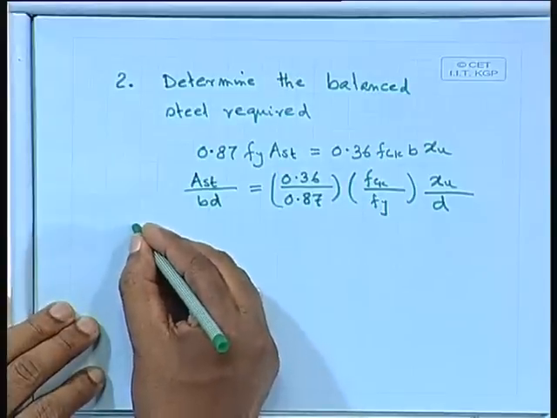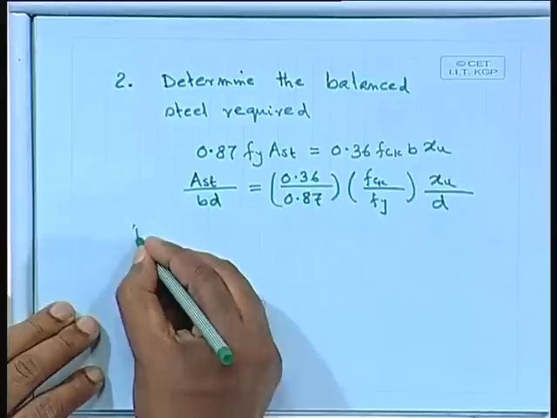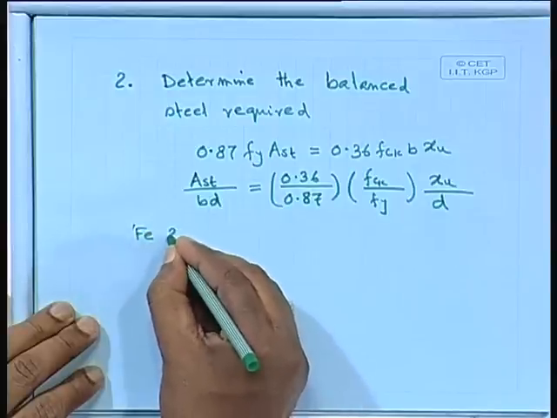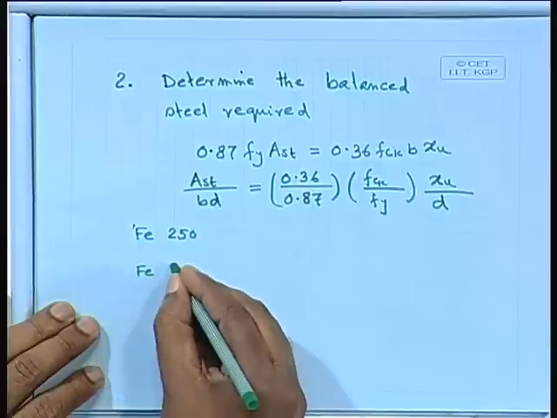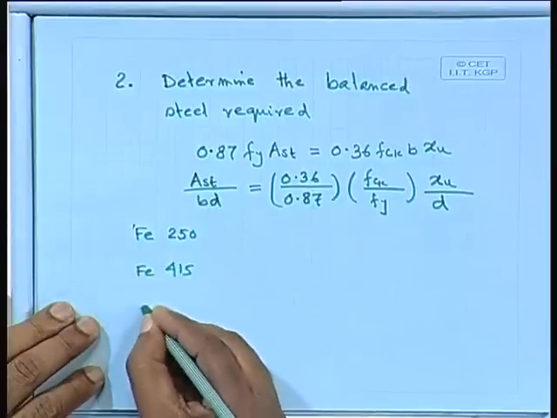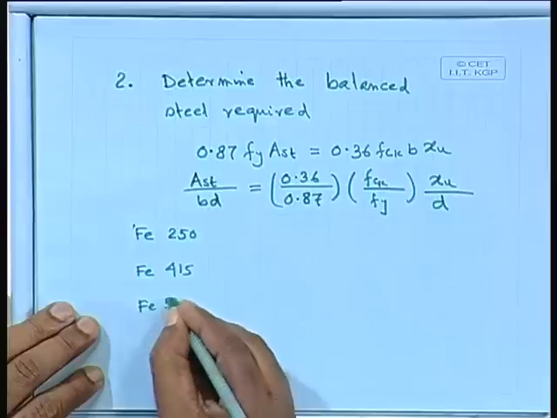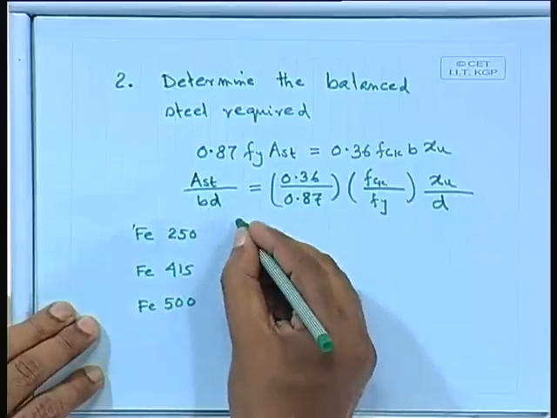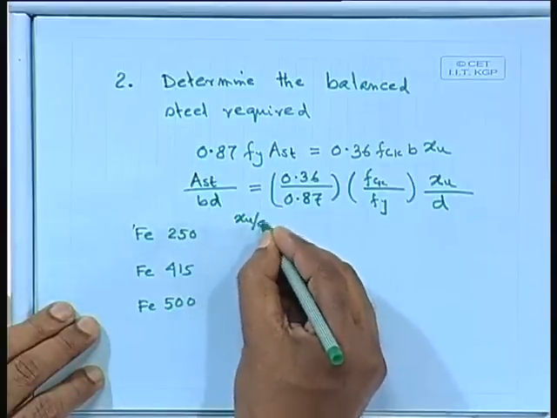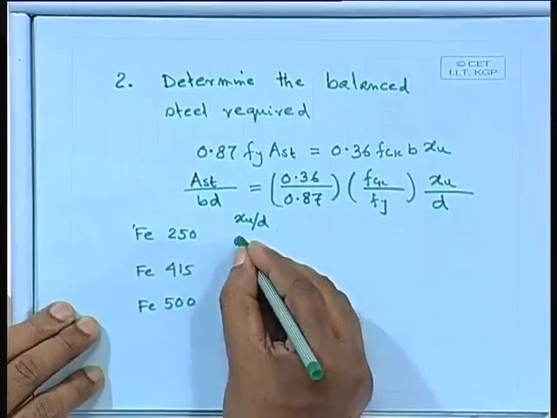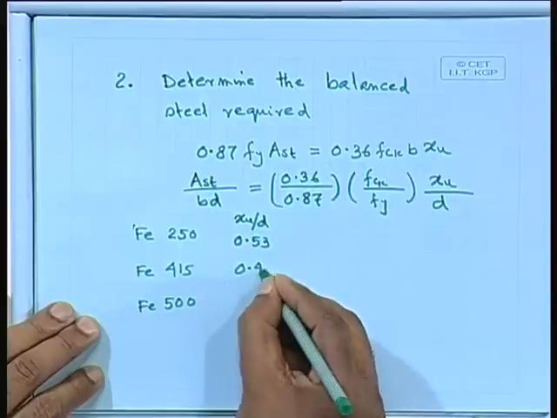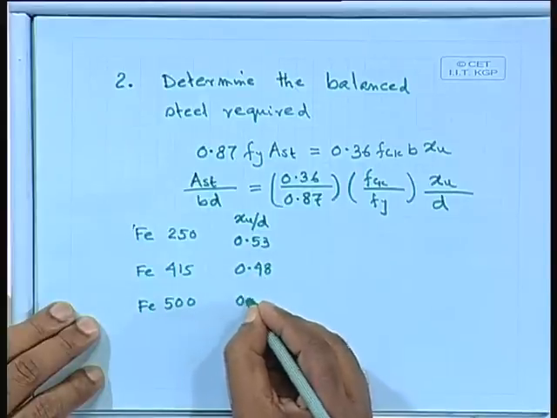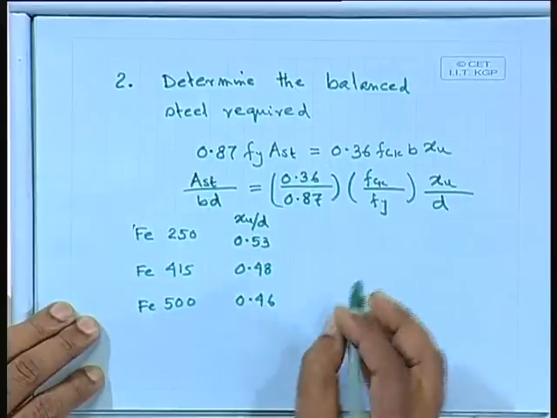Let us repeat. For Fe 250, Fe 415, Fe 500, xu by d is 0.53, 0.48, 0.46. And then pt.